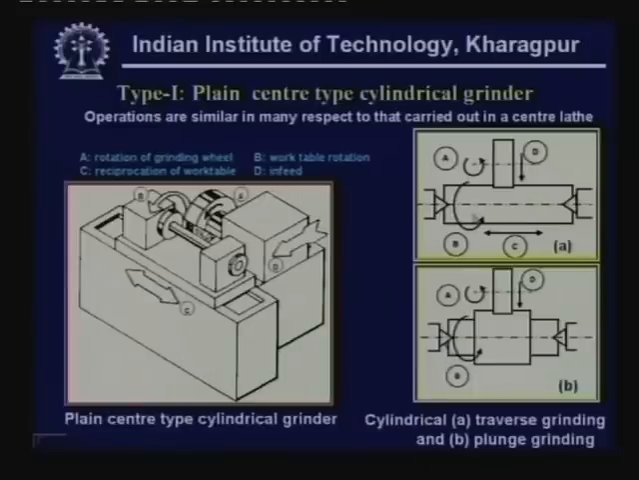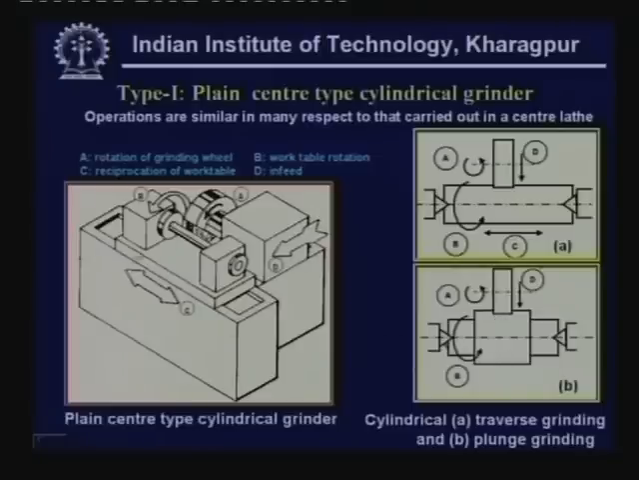This machine can also be used in two modes. One is the traverse mode, where the table needs reciprocation. We have another option, that is the plunge cut mode. In the plunge cut mode, this reciprocation of the table is not necessary. Here a shallow groove can be cut covering the width of the wheel, or the width of the workpiece may be smaller than the width of the wheel, so that the wheel can do the necessary grinding operation.